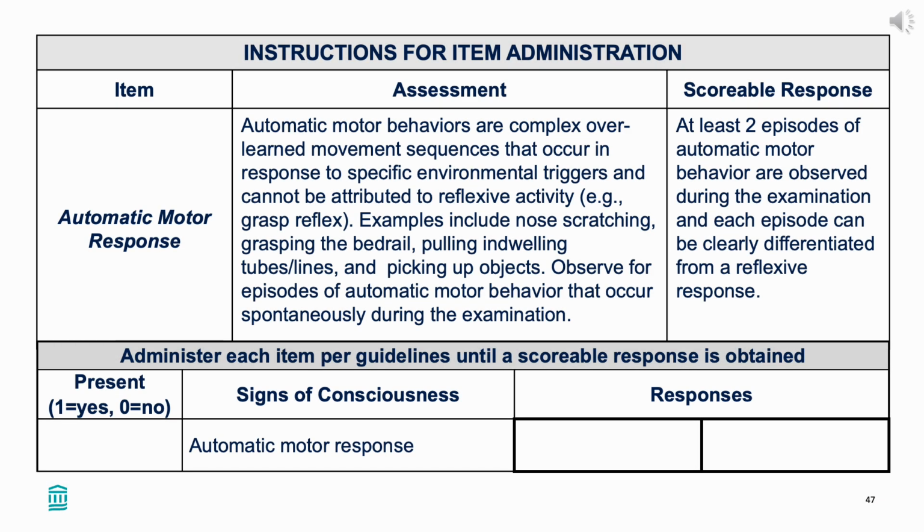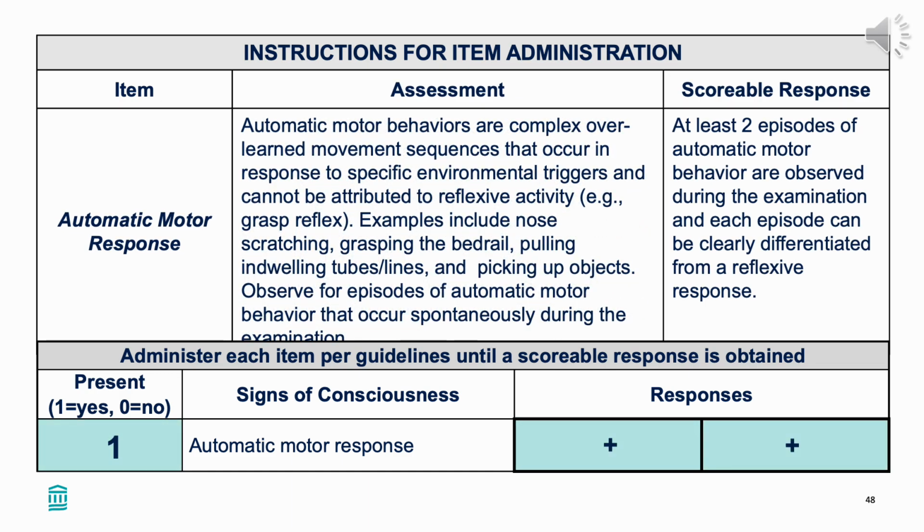There is no specific test procedure to assess for the presence of automatic motor behavior, so the examiner should observe for episodes of automatic motor behavior that occur spontaneously during the examination. Automatic motor behaviors can be scored as present if the patient demonstrates at least 2 different episodes of automatic motor behavior during the assessment. Each episode needs to be clearly differentiated from a reflexive response.